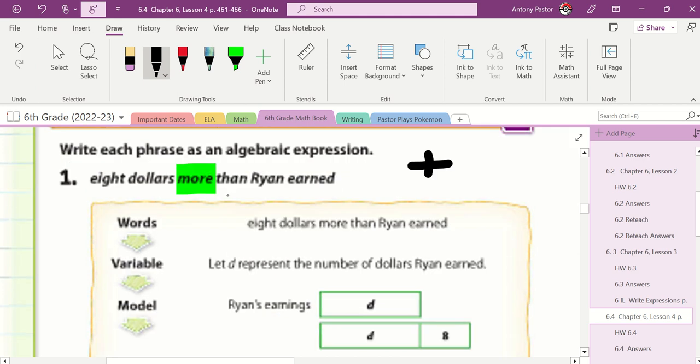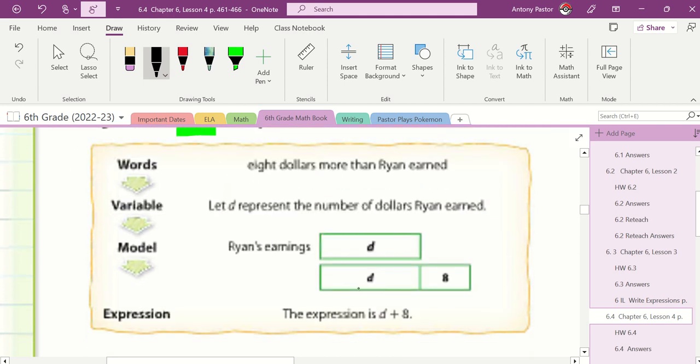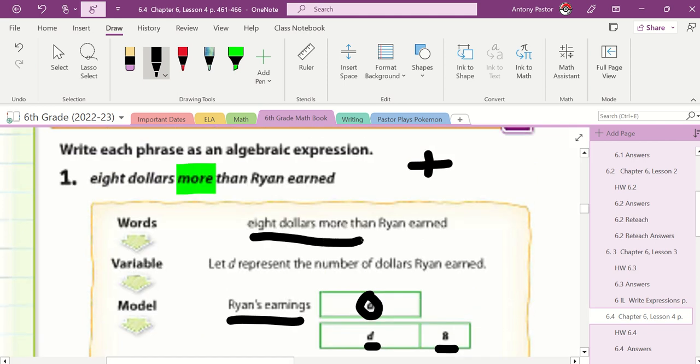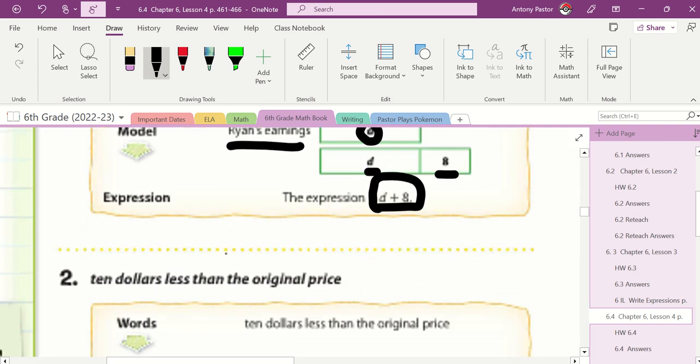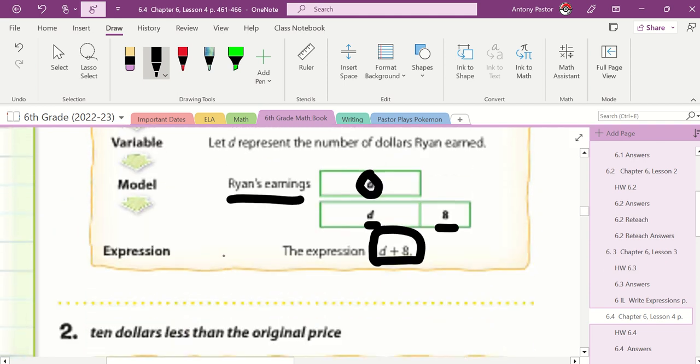We don't know how much money he earns, but the other person is going to earn $8 more than Ryan. Therefore, it's going to be D plus 8, D representing the number that Ryan has earned. And D plus 8, because $8 more than Ryan earned would be how much the other person earned.